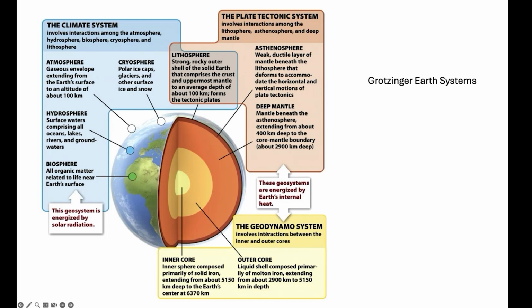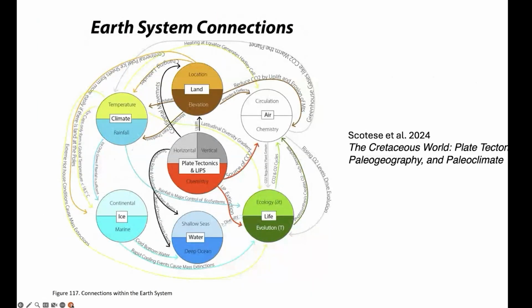And then there's the geodynamo system, which most of us take for granted, but the Earth is in fact protected by a magnetic sheath that's set up by convection in the liquid outer core that sets up electrical currents that impose a magnetic field that deflects a lot of cosmic radiation and solar wind and protects us. So that's another way to look at the Earth systems. There's three of them. Now, this is another one from another scientist by the name of Chris Scotese.